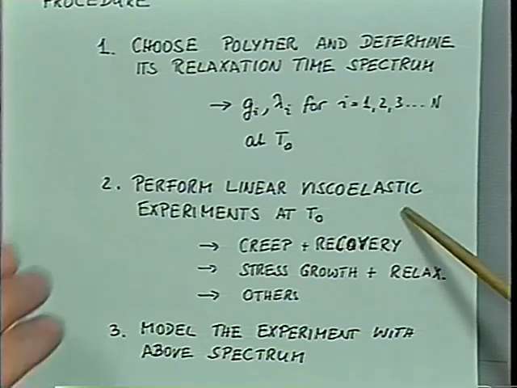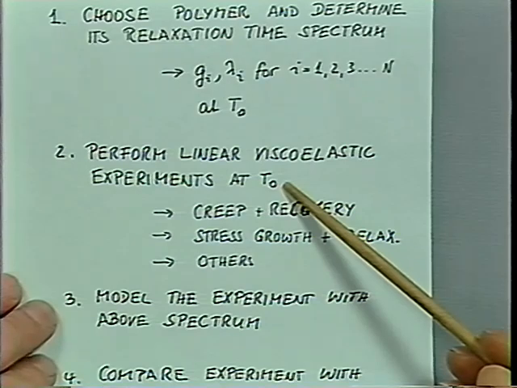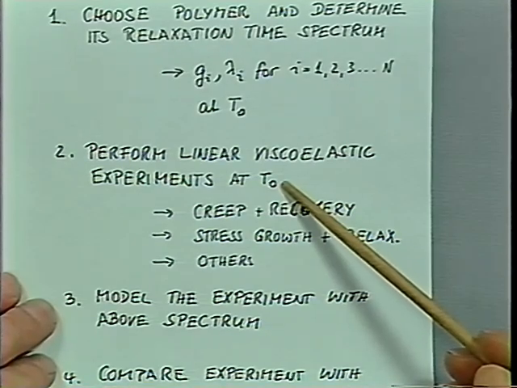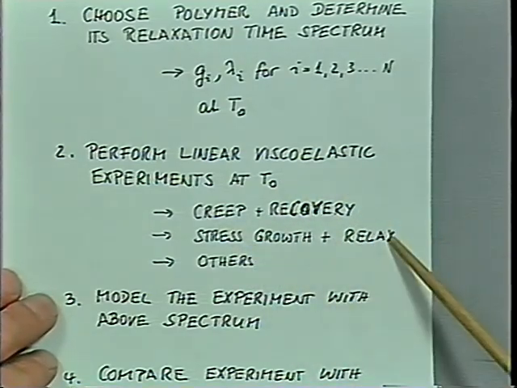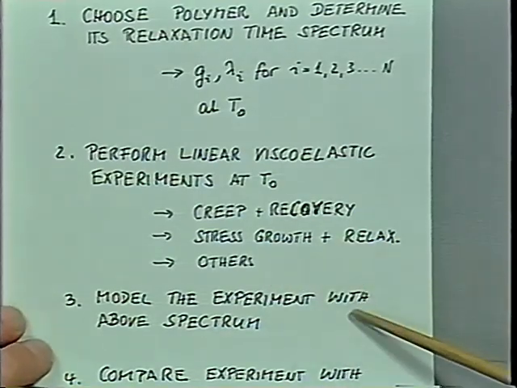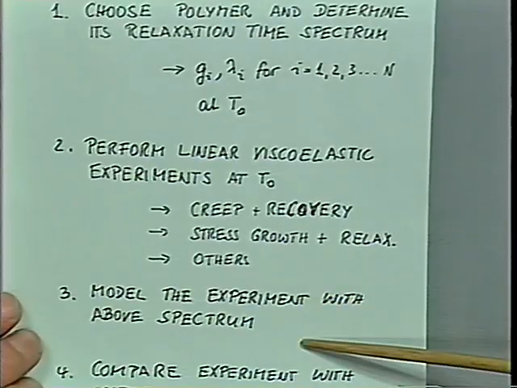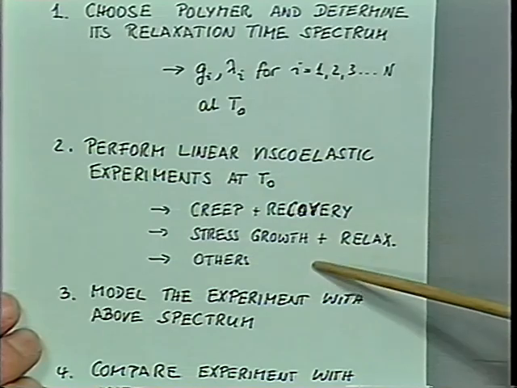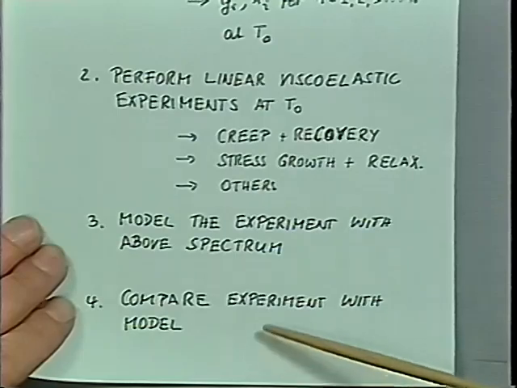A transient shear experiment is most easily done, but maybe an extensional flow experiment. So you perform a real experiment at some temperature T0. Make sure you have data at temperature T0. Let's say you're shifting your data to that specific temperature level. And then, for instance, you do creep and recovery or stress growth and relaxation or any other transient experiment. And you calculate then, using the spectrum, you model your experiment. Here you have your transient data. Here you have your predictions from the spectrum. And then you compare the two, and you can see whether the spectrum is all right.